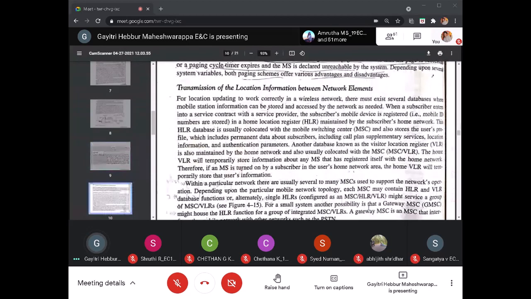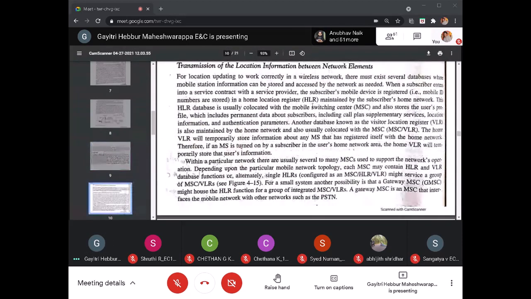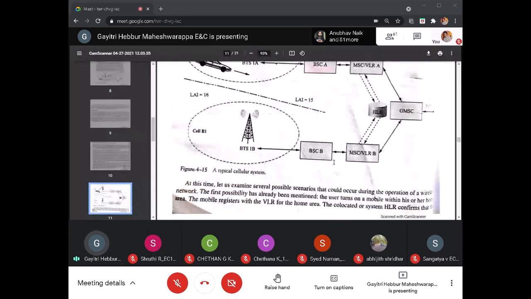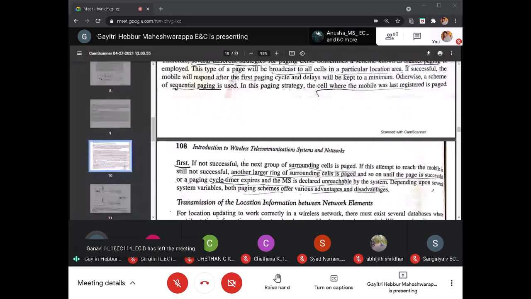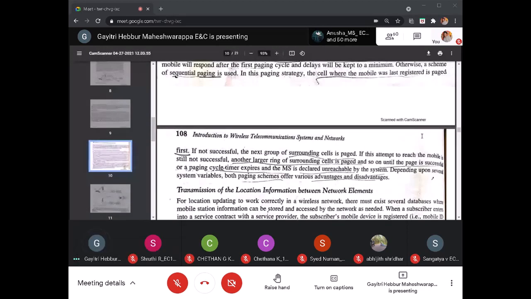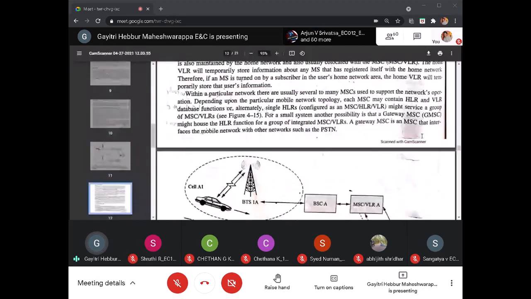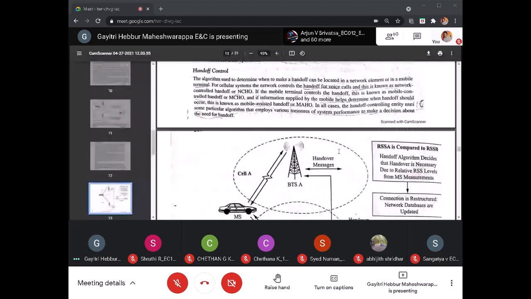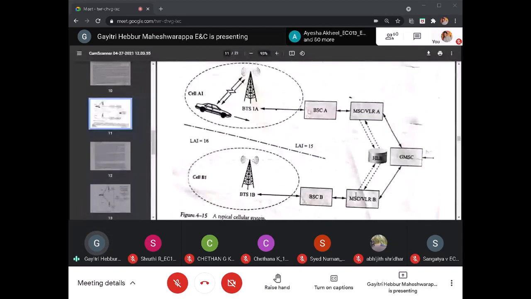So next is location updation information between the two network elements. You can see here between the two location area identities. As I told you, base station controller A has a location area identity. It has so many radio base stations. Its coverage area is LAI 15. Another base station controller's coverage area is called location area identity 16. These are example numbers which we have taken.